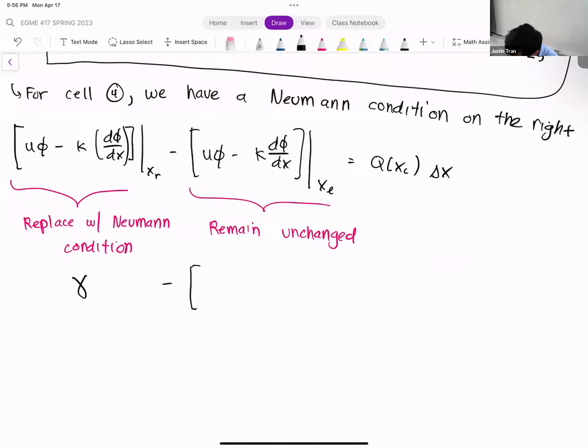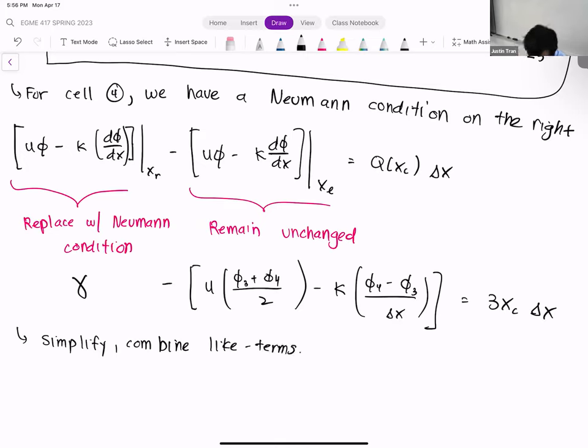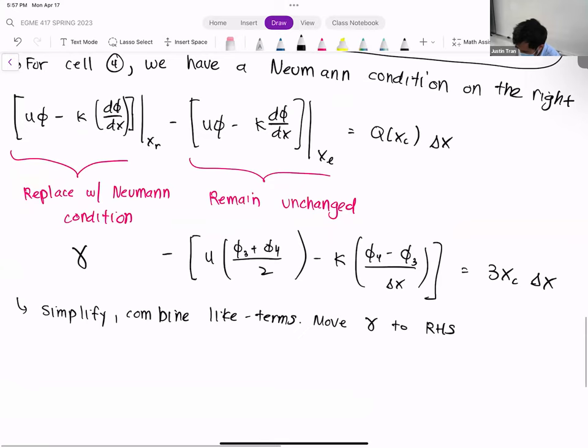So gamma minus u times phi 3 plus phi 4 divided by 2, minus k times phi 4 minus phi 3 divided by delta x, is equal to Q sub c times delta x. Okay. Just like we did with the Dirichlet boundary condition, we're going to simplify this and combine like terms. We're also going to take the Neumann boundary condition and move it to the other side. So if we do that, we get the following expression.